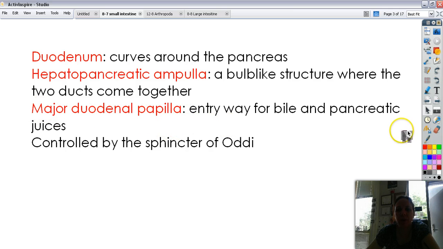And so this is the entryway for bile and pancreatic juices to make their way in. It is controlled by the sphincter of Oddi. I'm not exactly sure how to say that one. I should probably look that up. But that makes sure that the right amount of juices go flowing into your small intestine at any given time.